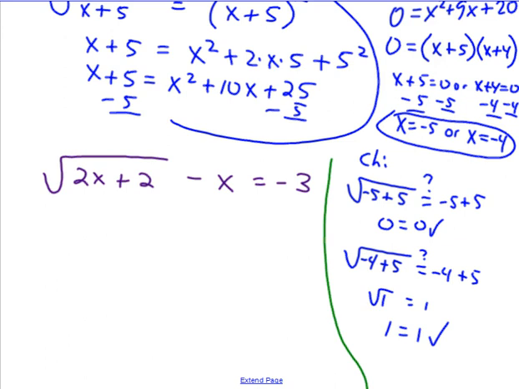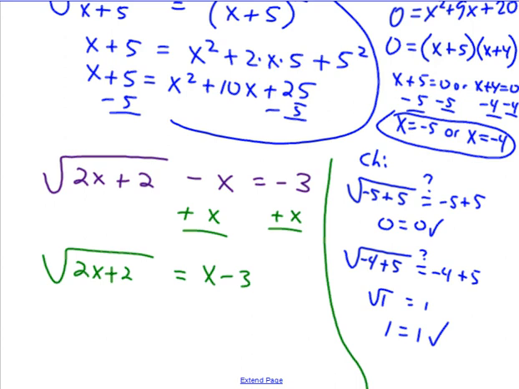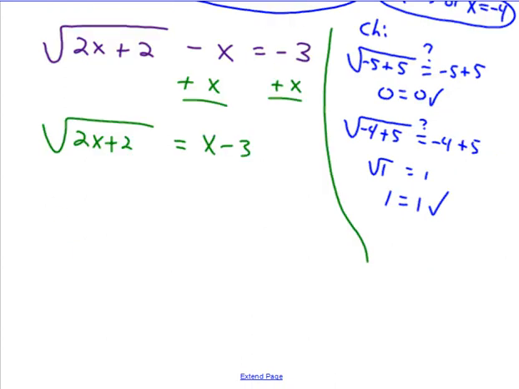Okay, what do you think I'm gonna do here first? Add x. I gotta isolate the radical. Add x. And I've got root 2x plus 2 equals what? What's a better way to write this? I'm gonna write x minus 3, right? Is that okay? Instead of negative 3 plus x. What do you think my next step is?